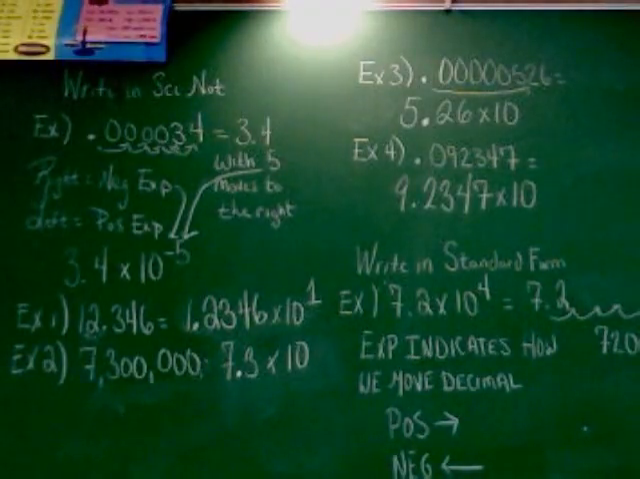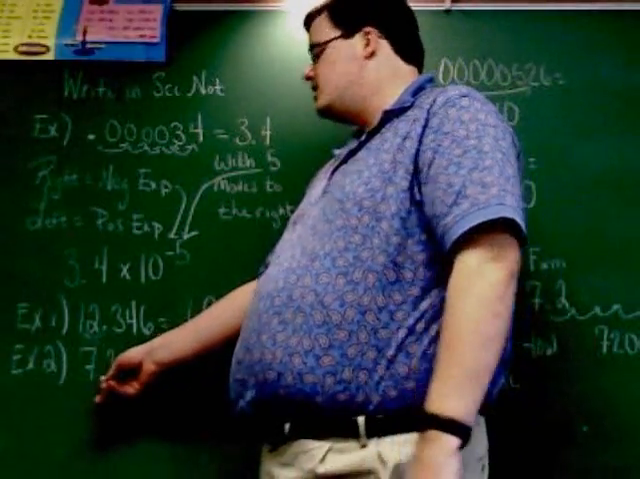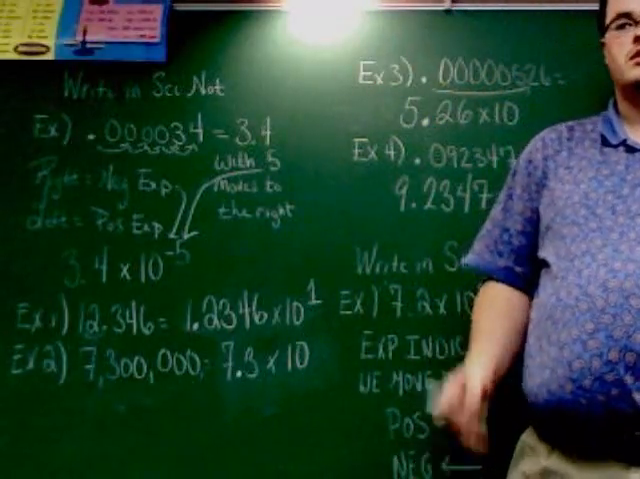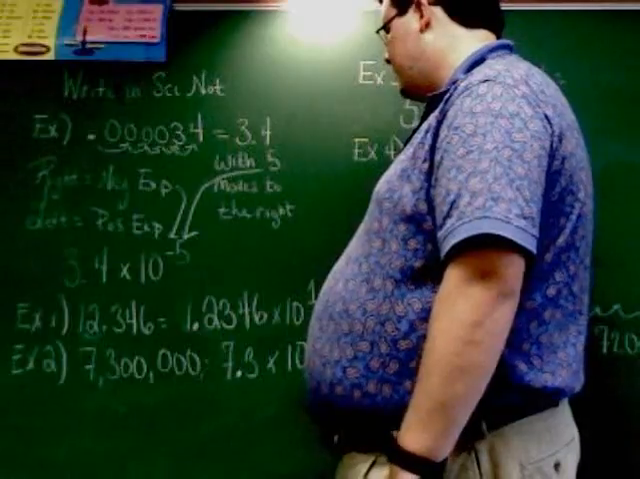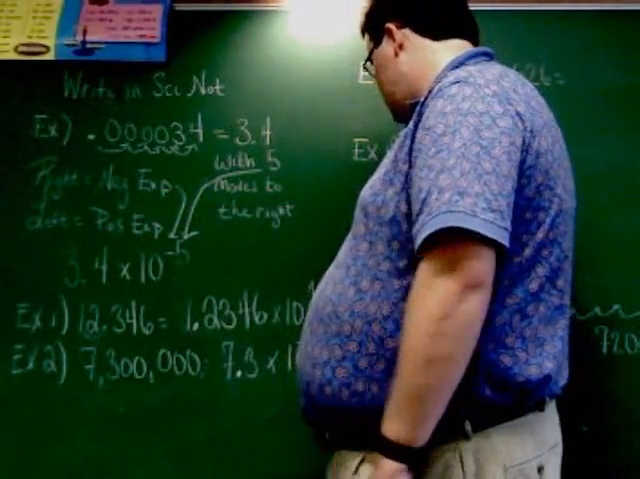All right, look at the next one. 7,300,000. Started here, went to here. How many jumps would that mean I would have had to make? Shelby? 6. 6 jumps, good. In which direction? The left. I move to the left. According to the rule, left is positive.